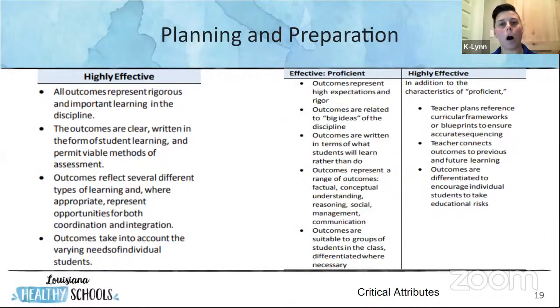So on the conference rubric, here are kind of the two takeouts. If you ever scroll through, all we did was pull out the highly effective, and you can read through the bullets. We're not going to read through them today. But the one on the right is the critical attribute. So that's kind of the more specific areas that we're looking for. So again, highly effective, that we're choosing a curriculum to use for a framework, that we have lesson plans, that the teacher connects to previous and future learning.